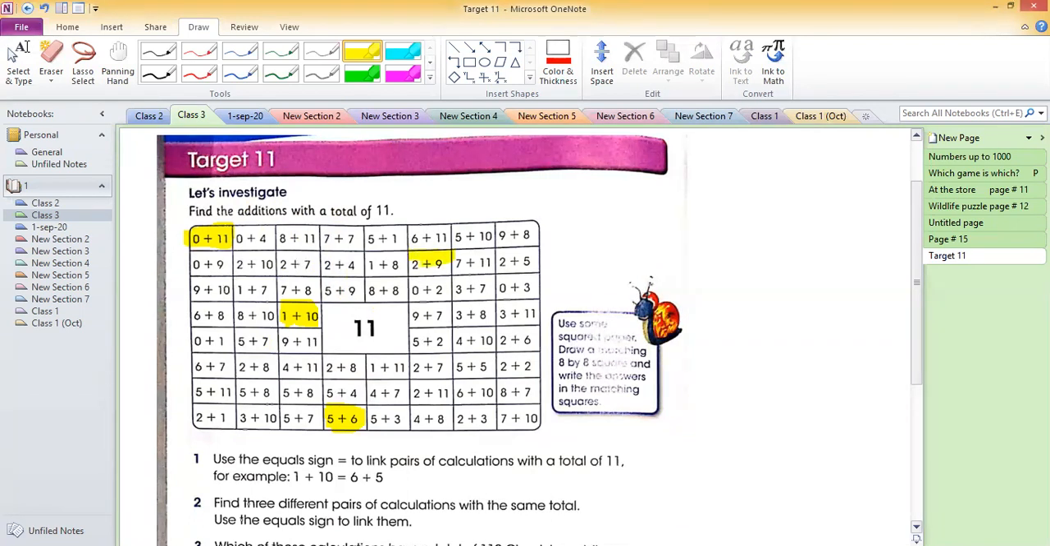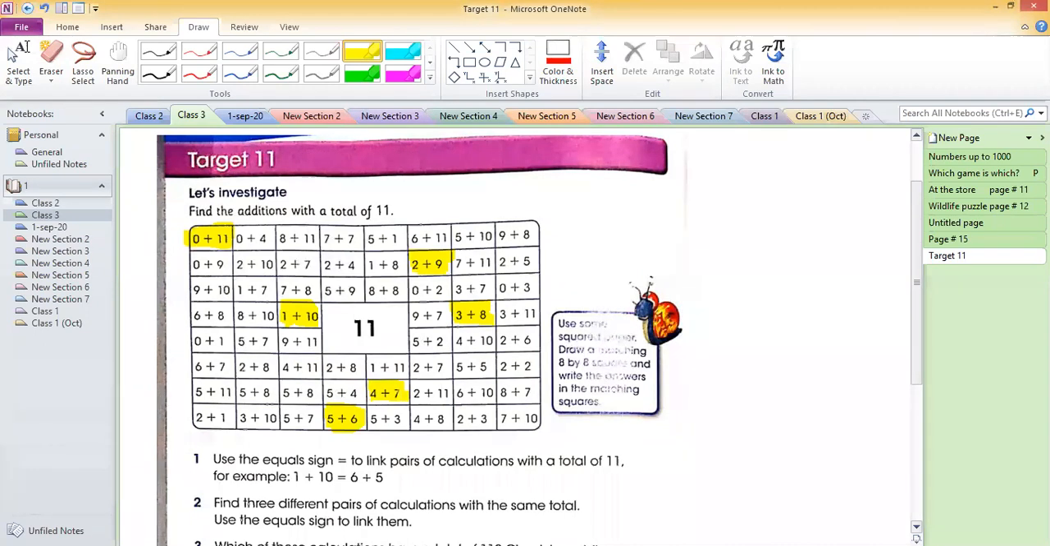2 plus 9. 3 plus 8. 3 plus 7. Where is 4 plus 7? 1 plus 11. 3 plus 7. This is 4 plus 7, yes. 5 plus 6, we have already completed. Yes.